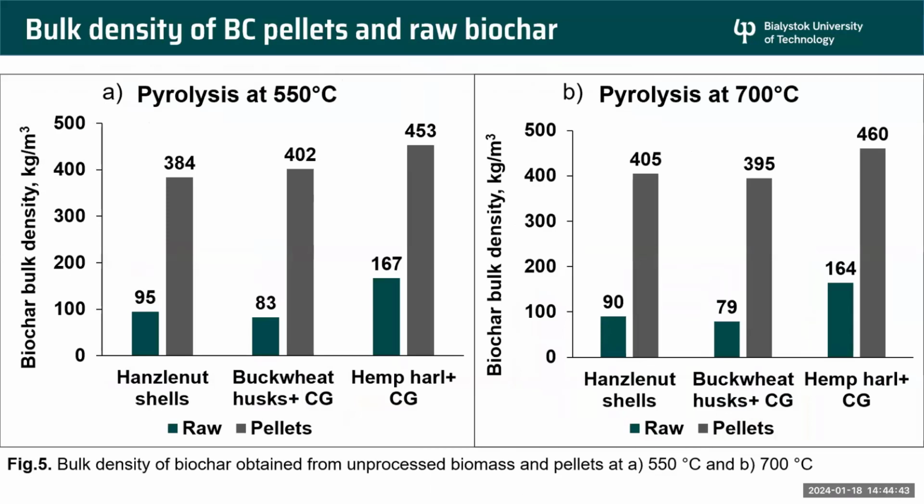So we wished to compare how the biochar properties are after pyrolysis in comparison to raw biochar, the plants in comparison to pellet. And what we found out is that pelletization allows us to improve the bulk density of the final product even up to 4 times, perhaps for buckwheat husks at 550 degrees. The bulk density of pellets was over 4 times higher than for the raw biochar that was pyrolyzed in exactly the same conditions.